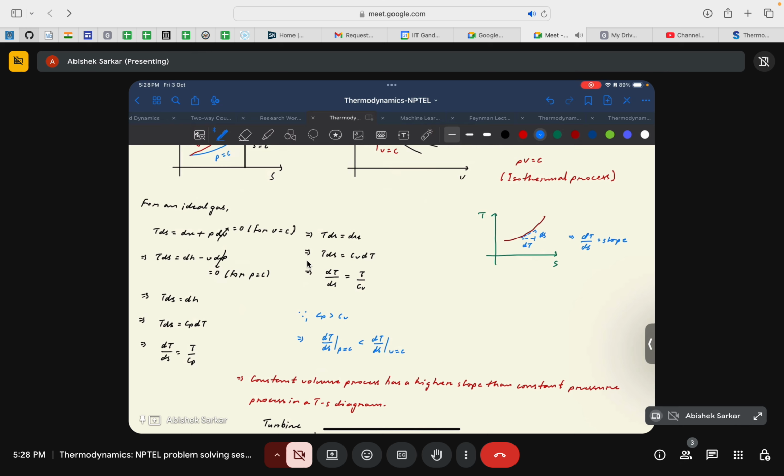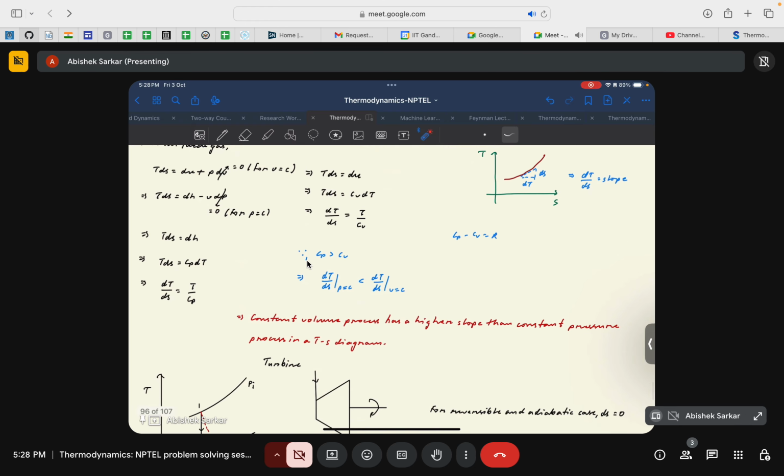Now, since we know that Cp is always greater than Cv, from the relation that Cp minus Cv equals R, it will imply that for a constant volume process, the slope of the curve of a constant volume process is always greater than the slope of a constant pressure process in the TS plot. So that is the conclusion that we get from this discussion. I hope it is clear till now.